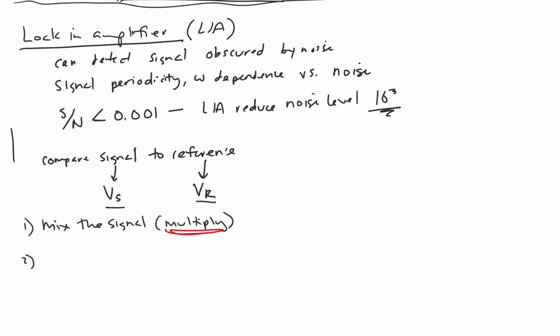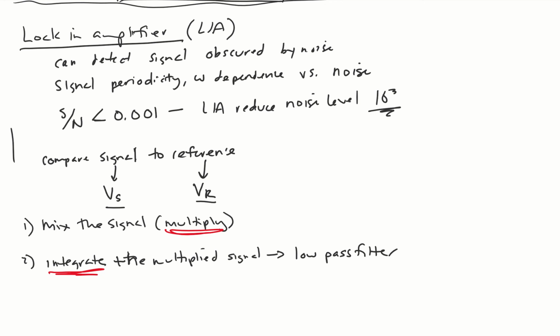The second thing is you're going to integrate the multiplied signal. And if you guys remember from lab 4 what type of filter integrates, you would do this if you're trying to integrate here. The type of filter you would use, if you recall, would be a low pass filter. So there's a built-in low pass filter in the lock-in amplifier.